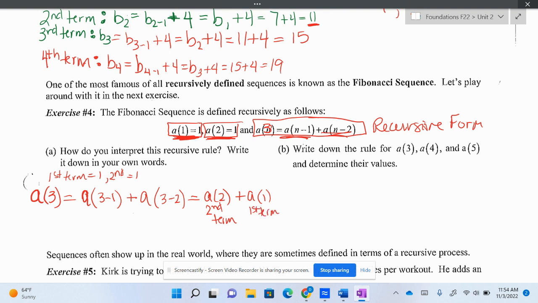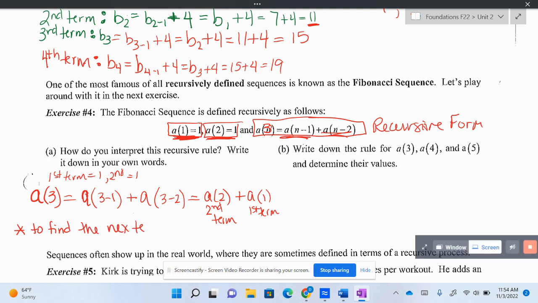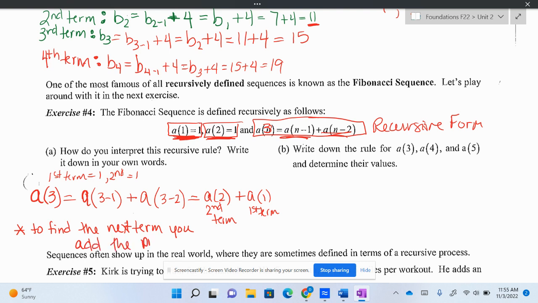So here's what this is saying to you. It's saying to find the next term, you add the previous two terms. Previous means before, two terms. So let's write out what we know. The Fibonacci sequence starts with 1 and a 1. We just figured out that a to the 3 is what?